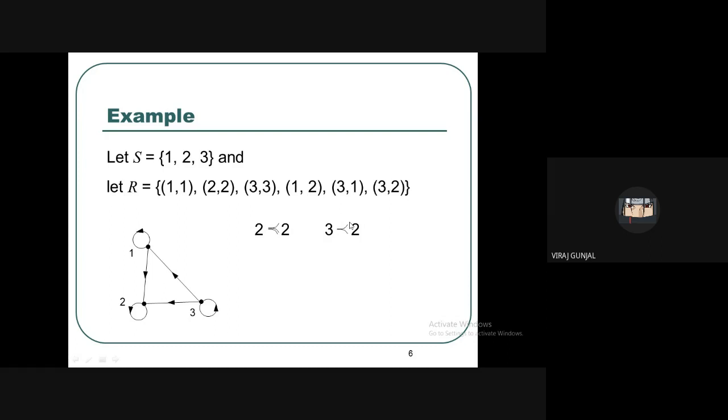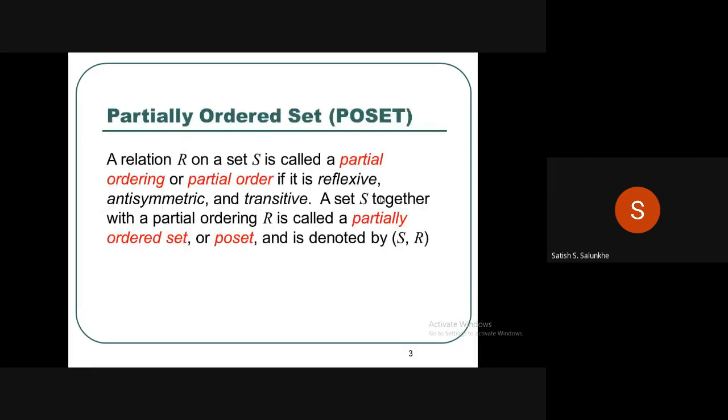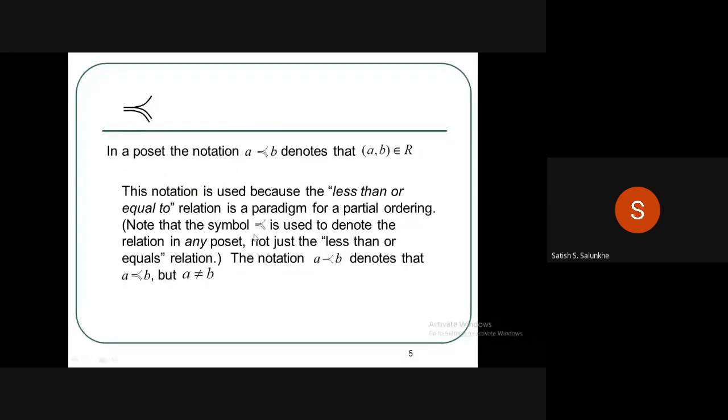Can you again explain how 2 is partially ordered to 2? Okay. For that, you need to understand the meaning of partial order relation. When we say a relation A is related to B, in the poset, the notation A partially ordered related with B denotes (A, B) belongs to R. When (A, B) belongs to the partial order relation, between these two elements we have this partially ordered relation. What does it indicate? It indicates A is partially ordered related to B.